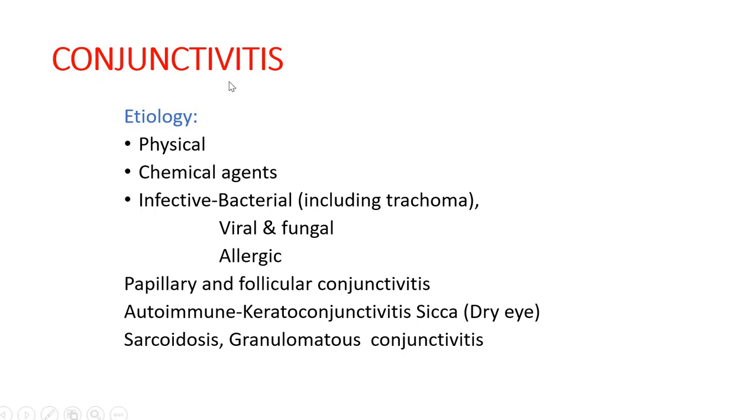Now coming to conjunctivitis. Conjunctivitis, the itis, is an inflammation of the conjunctiva. The etiology can be physical agents, chemical agents, or infective, which can include bacterial, viral and fungal, or it can be allergic, or autoimmune conditions causing keratoconjunctivitis sicca, which also causes dry eye, or conditions like sarcoidosis or granulomatous conjunctivitis.